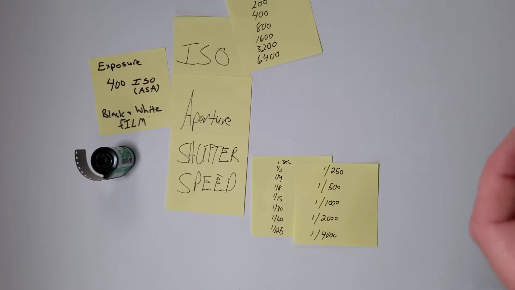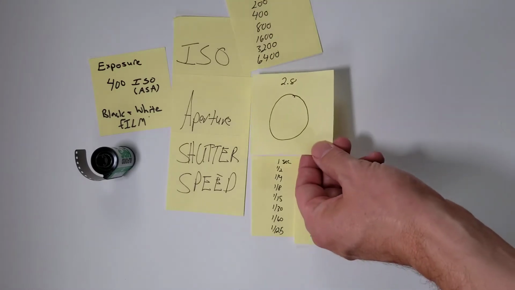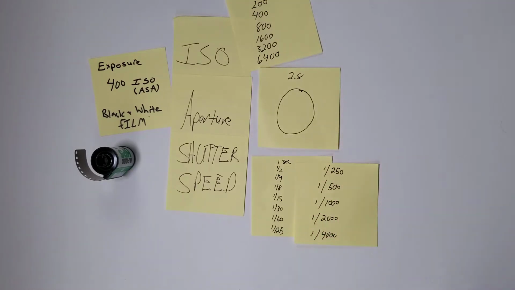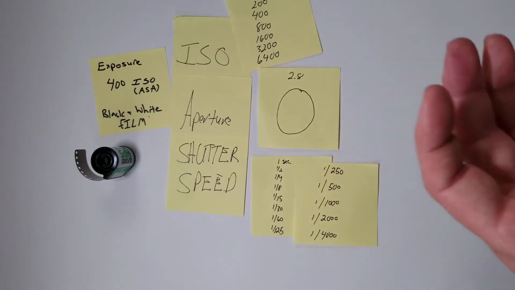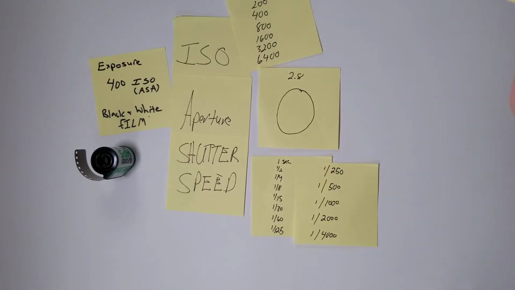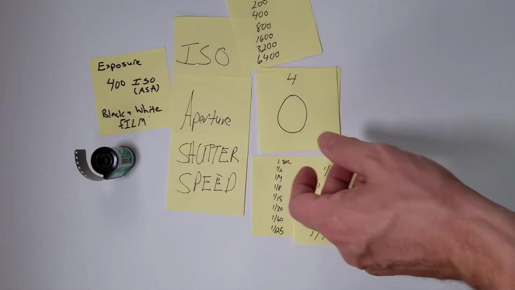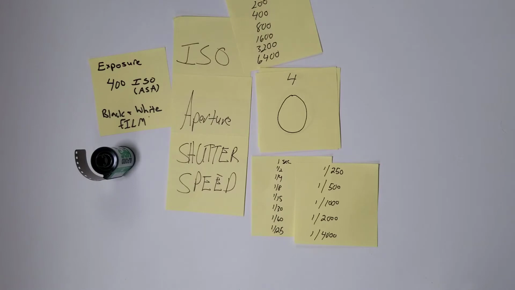Depending on the camera you have and the lens you have, you may have a lens that could have a maximum opening of 2.8. That circle there is how wide it is. Or you may have a lens that the maximum opening is f4, or it could be 1.4. It's really going to depend on your camera and lens combination.